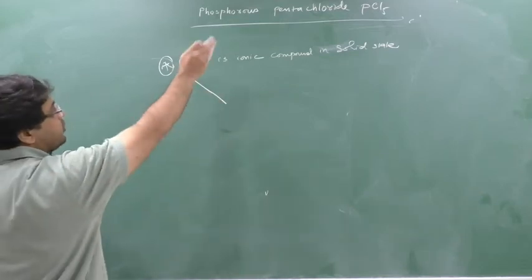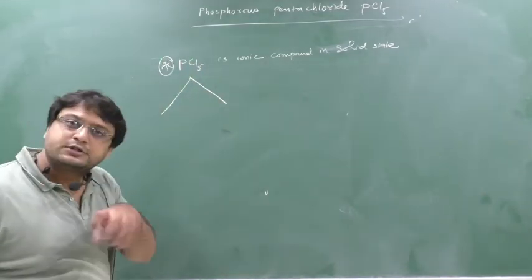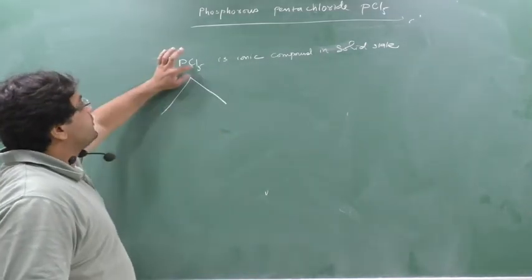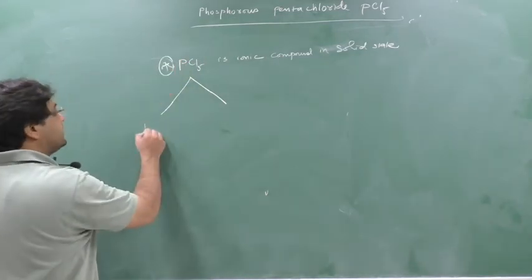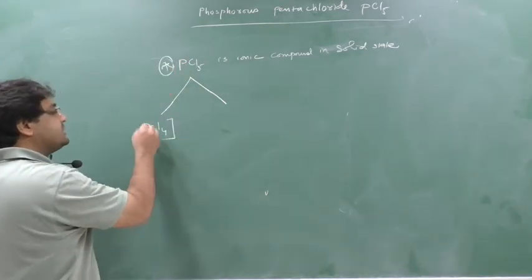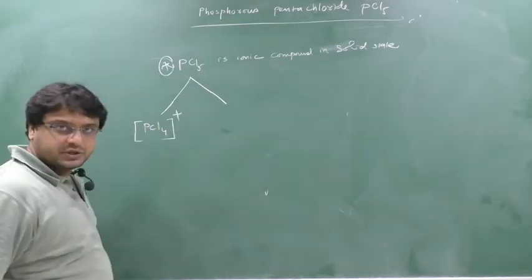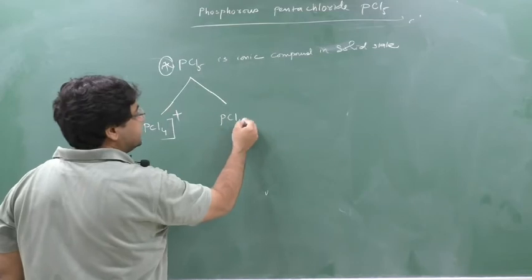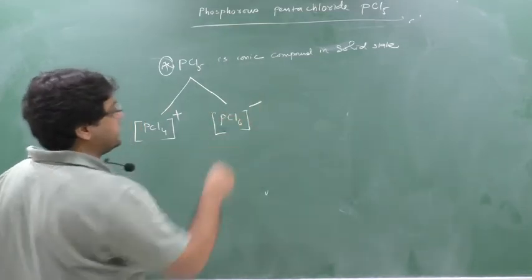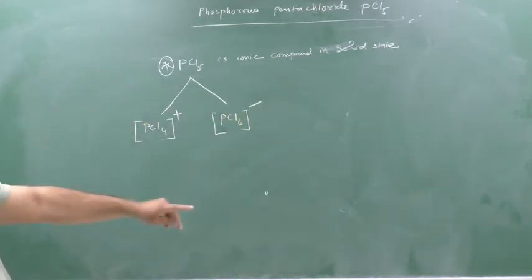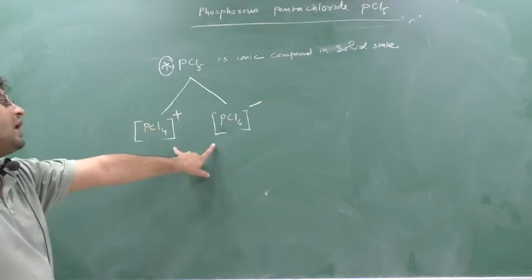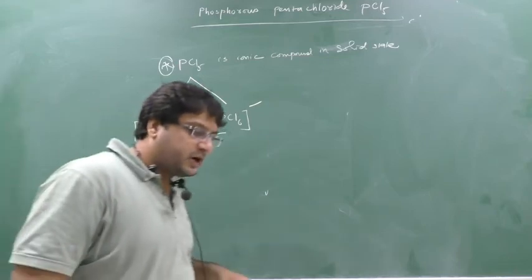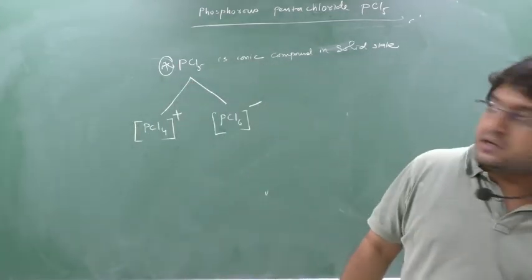If you remove a chlorine, anything removed in chemistry creates positive charge, anything gained in chemistry creates negative charge. So first, from this PCl5 you remove one Cl. So what will happen here? PCl4. Something is removed, so it creates positive charge. And one more chlorine you get. So when you get one more chlorine, it will form PCl6. Anything gained creates negative charge. So PCl5 is an ionic compound in solid state, and these are the two ions, PCl4 plus and PCl6 minus. Please remember, this is very important, that PCl5 is an ionic compound in only solid state.